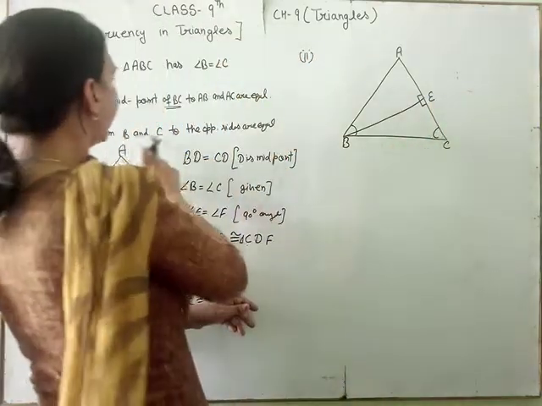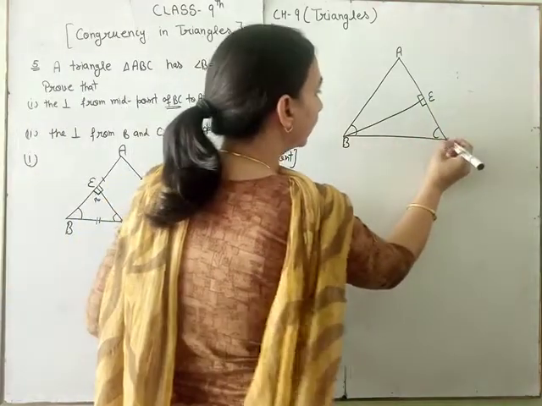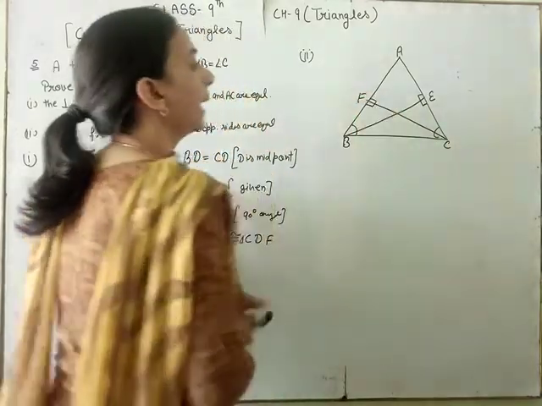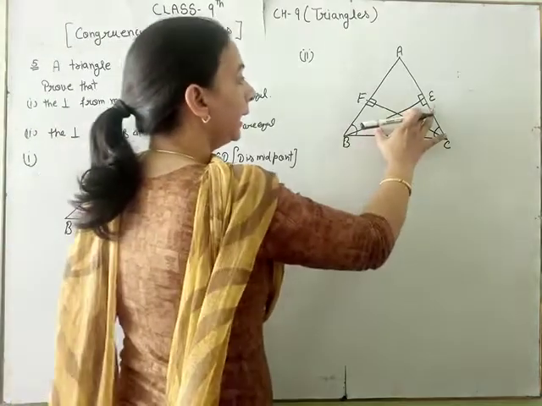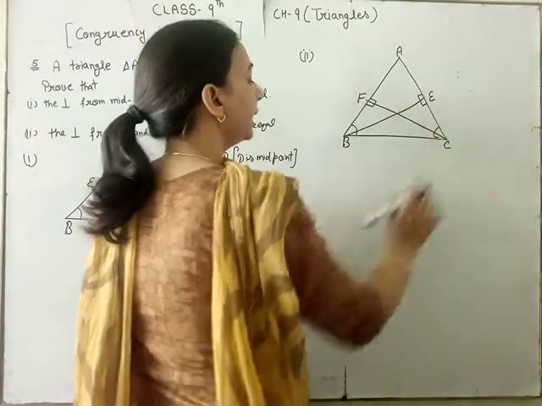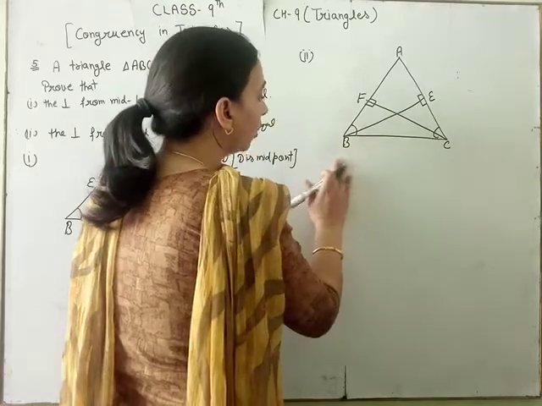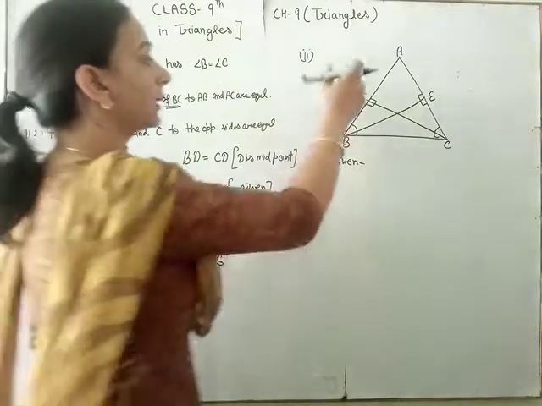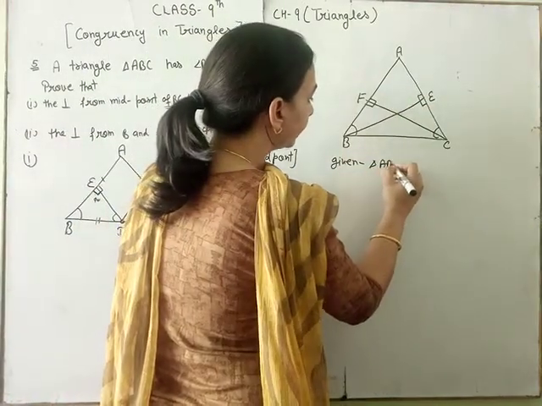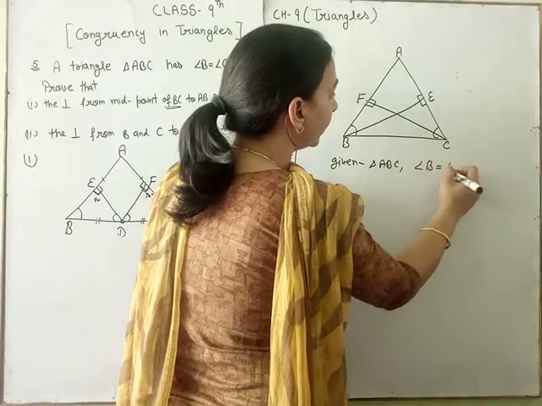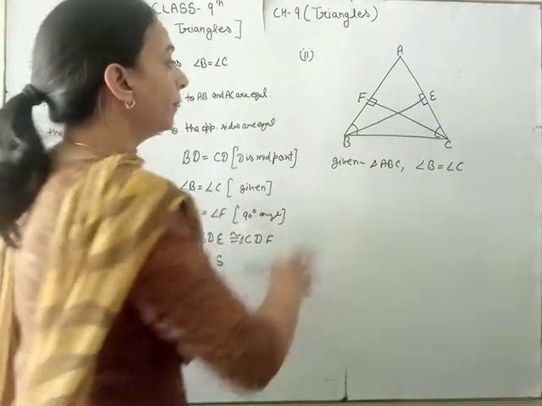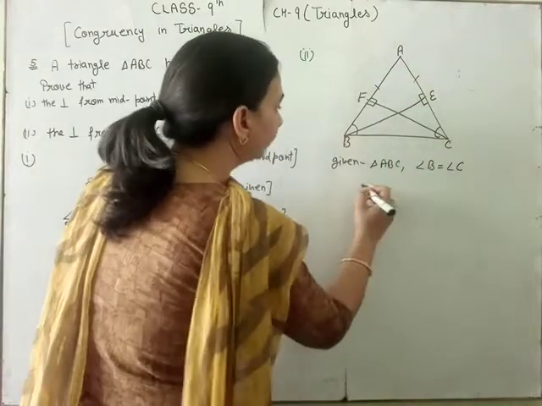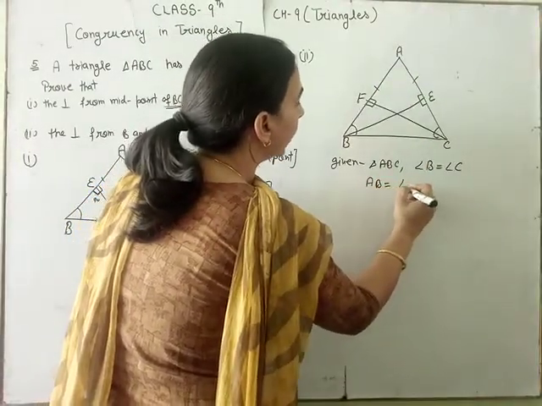And the same, the perpendicular from C to the opposite side. Let this point be F. And we have to prove this, BE and CF. First we write all the given things. Given: a triangle ABC in which angle B equal to angle C. This is given. If angle B equal to C, then AB equal to AC. This is also given.